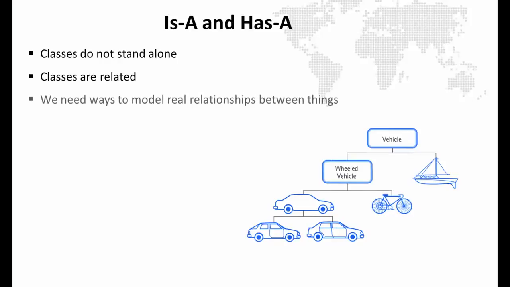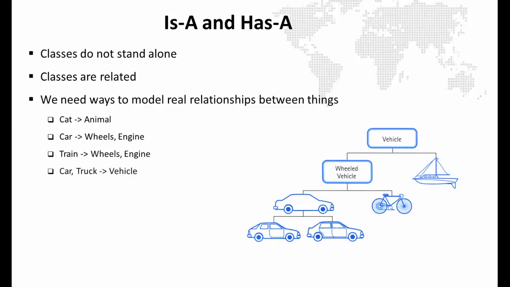Let me give you some examples here, so you can see that there are some relationships that we just think about in real life, which are relationships like a cat is an animal, a car has wheels, it has an engine, a train also has wheels and an engine, a car and a truck, they are both vehicles. So you can see how these classes or these objects in real life are related to each other. And both of these relationships that I'm talking about here, in all these cases, are either an is-A relationship or a has-A relationship. We said that a cat is an animal, a car has wheels, a car has an engine.